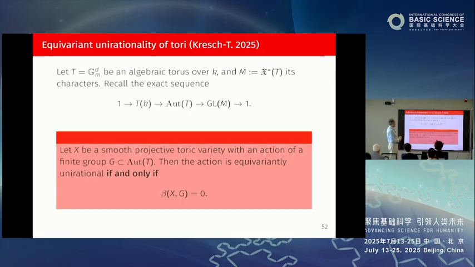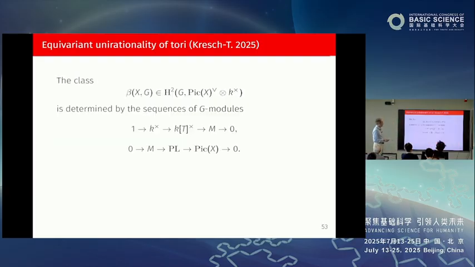So now, okay, the theorem is that if you have a smooth projective toric variety with an action of a finite group that comes from automorphisms of the torus, then the action is equivariantly unirational if and only if the class vanishes. The vanishing is necessary, but also sufficient in this case.